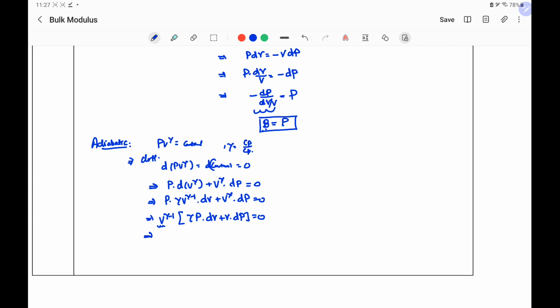This implies that because volume is not 0, gamma P into dV plus V dP will be equal to 0. This implies that gamma P into dV will be equal to minus V dP, or we can write it as gamma P into dV by V equal to minus dP. Therefore, minus dP by dV by V, which is the bulk modulus, is equal to gamma P. So in case of the adiabatic process, the bulk modulus will be equal to gamma P, while in case of the isothermal process, bulk modulus will be P, pressure.